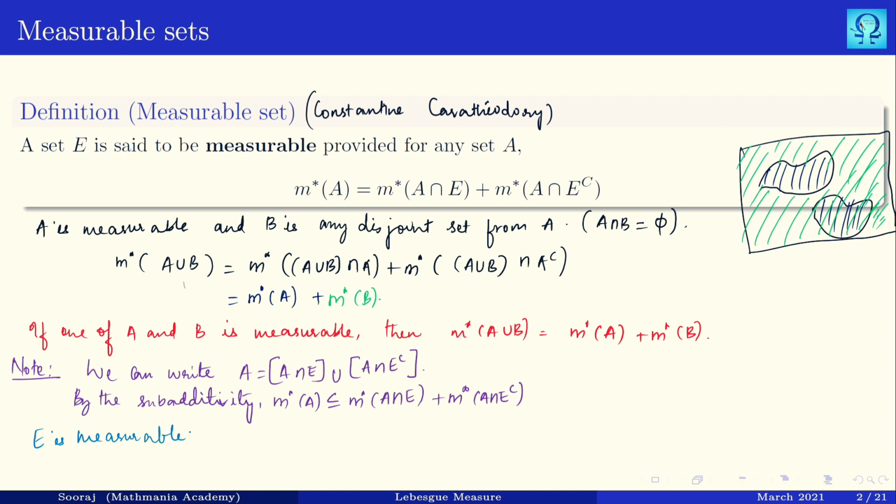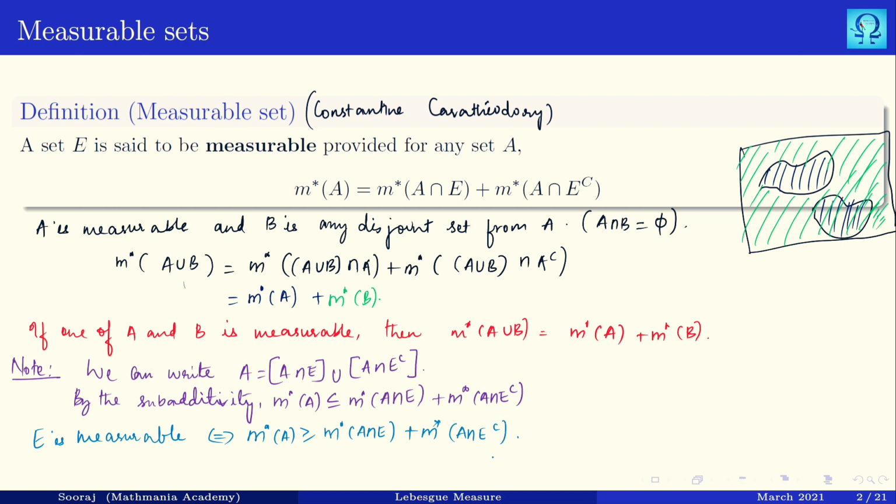If you have to talk about the measurability, what happens? This holds trivially. Even if the set is not measurable, then this inequality holds. So the reverse inequality has to hold. That is, M star of A is bigger than or equals M star of A intersection E plus M star of A intersection E complement.